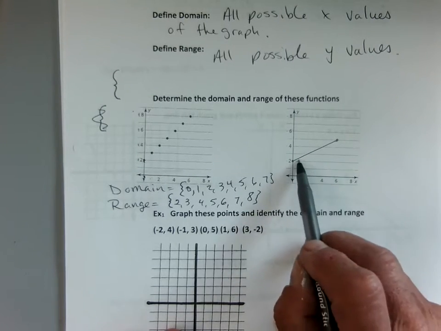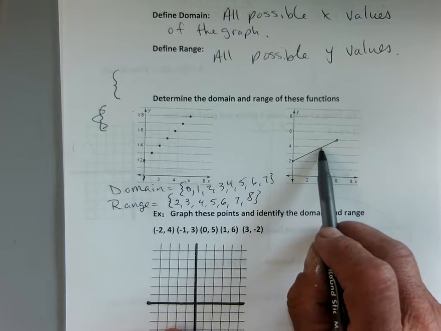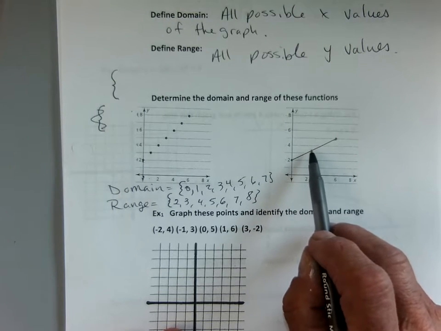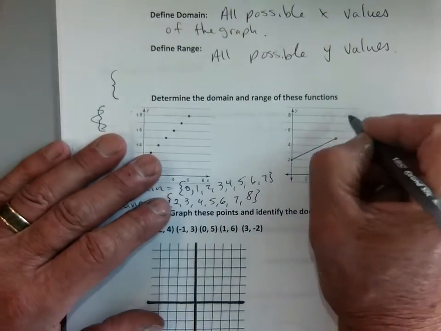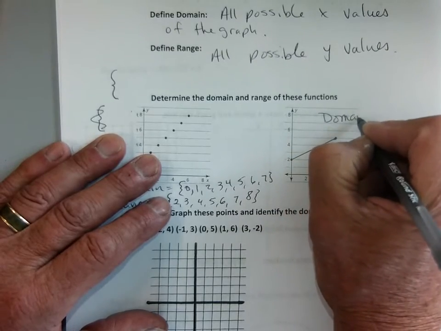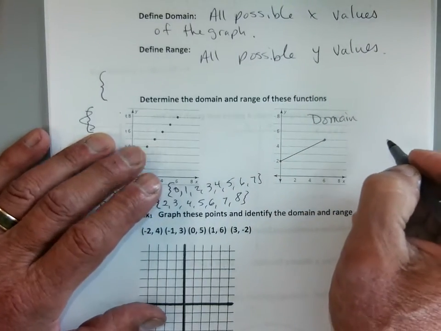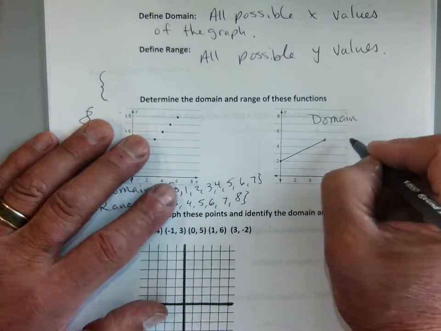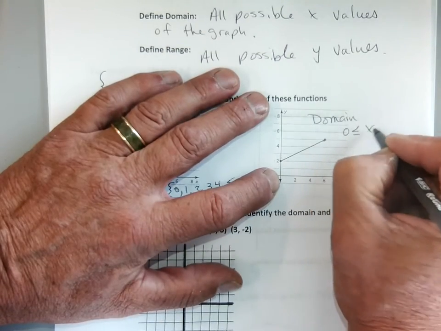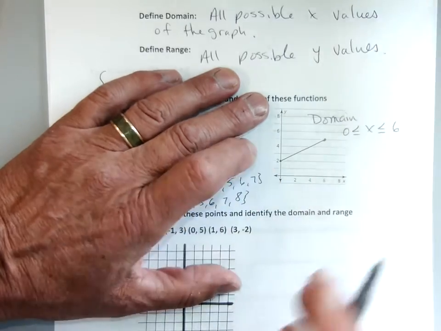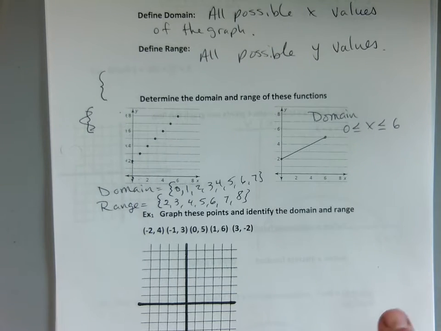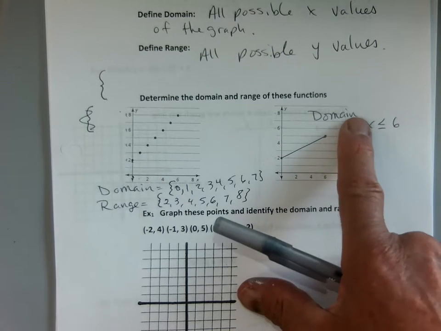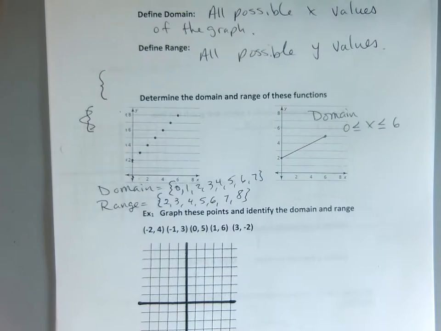Now, second example is different because it's everything in between. We can have a 1.3. I can have a 4.5. I can even have a pi. 3.14, that's even in there, right? All these numbers. So we're going to say the domain. I'm going to write it in set notation like we learned in our last chapter. 0 is less than or equal to x, which is less than or equal to 6, and everything in between. See how we wrote that in set notation?